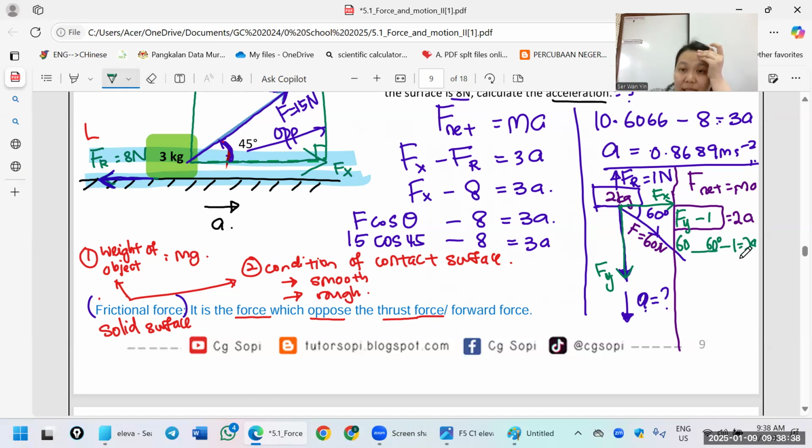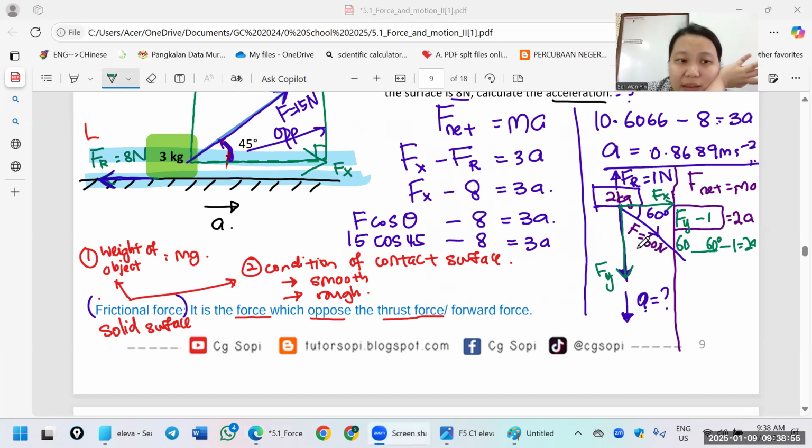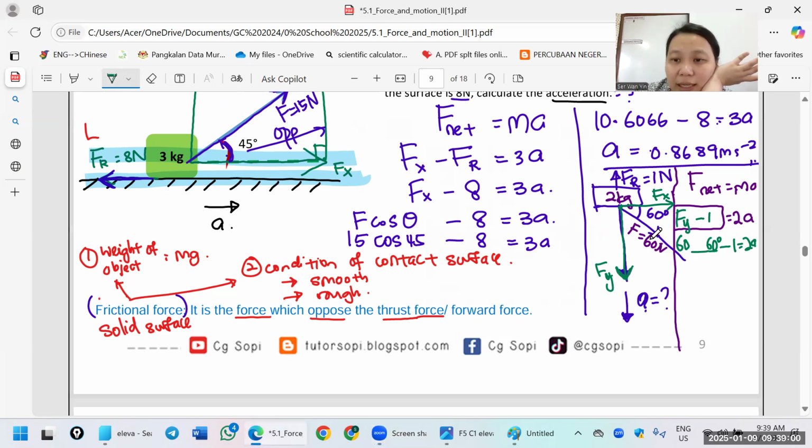Sine or cos 60, is the angle touching Fy? No. If the angle is not touching Fy, it means sine. We are finding Fy now, just now we found Fx. Does Fy touch the angle? No, so it's sine. Congratulations. Now I believe you can solve it.